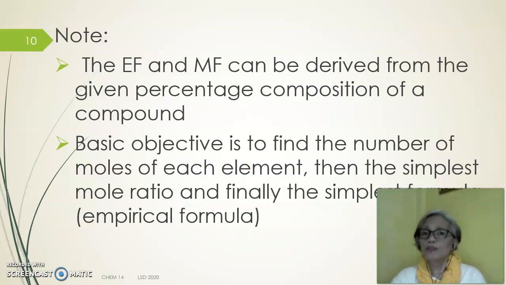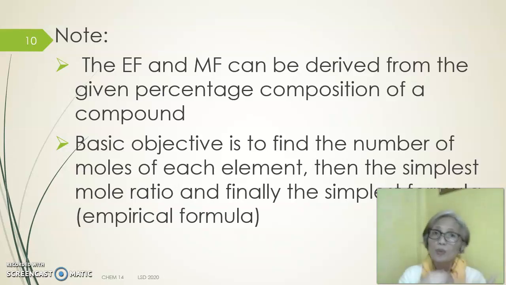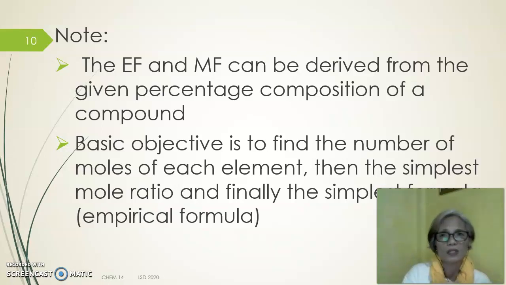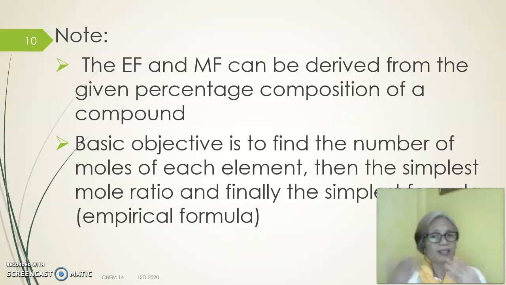Note that the empirical formula and the molecular formula can be derived from the given percentage composition of a compound. Now, the basic objective is to find the number of moles of each element, and from the number of moles, you get the mole ratio. The mole ratio is equal to the atom ratio. Now, the atom ratio will finally give you the simplest formula, or the empirical formula. Now, if the molar mass is given, then you can proceed to solve for the molecular formula.